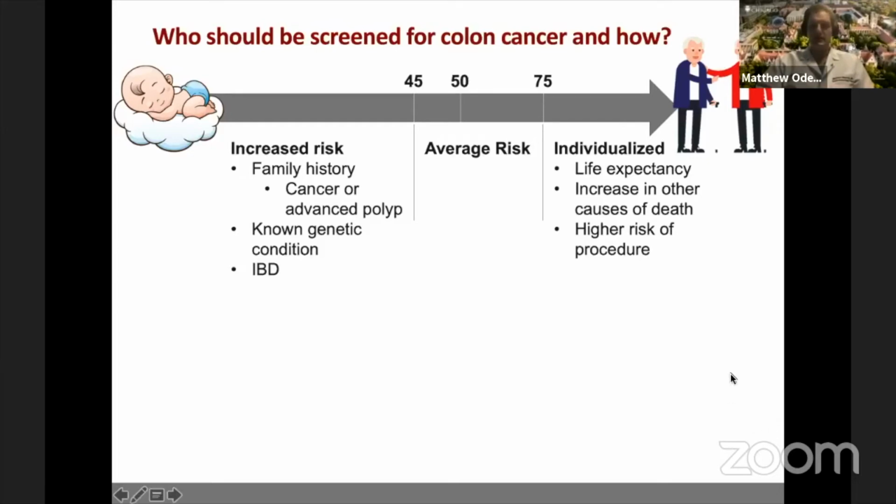So once you've decided that you are a good candidate for colon cancer screening, or you and your doctor have decided you're a good candidate for colon cancer screening, how should you be screened for colon cancer? There's lots of different options out there, and we'll go over some of the main ones in just a second.